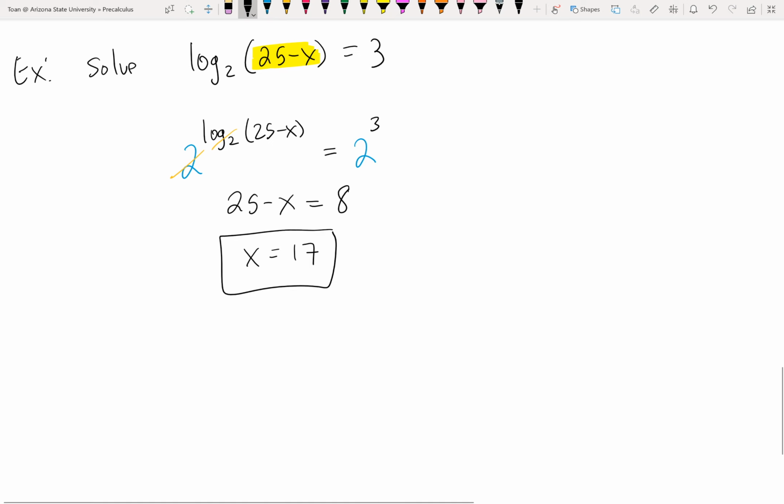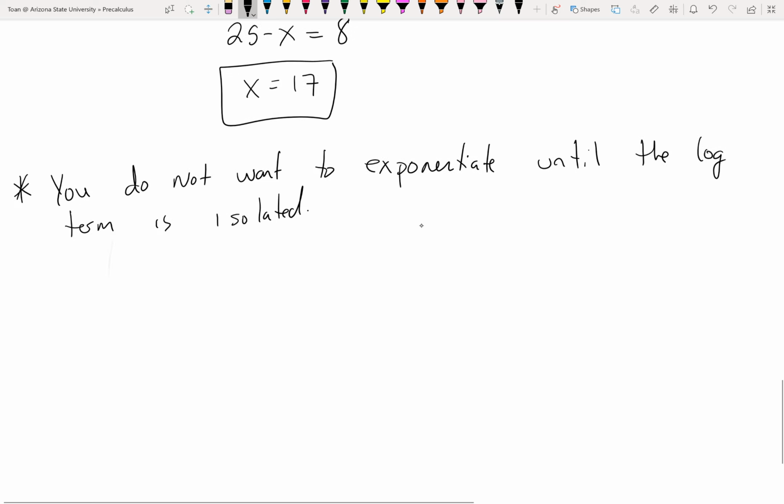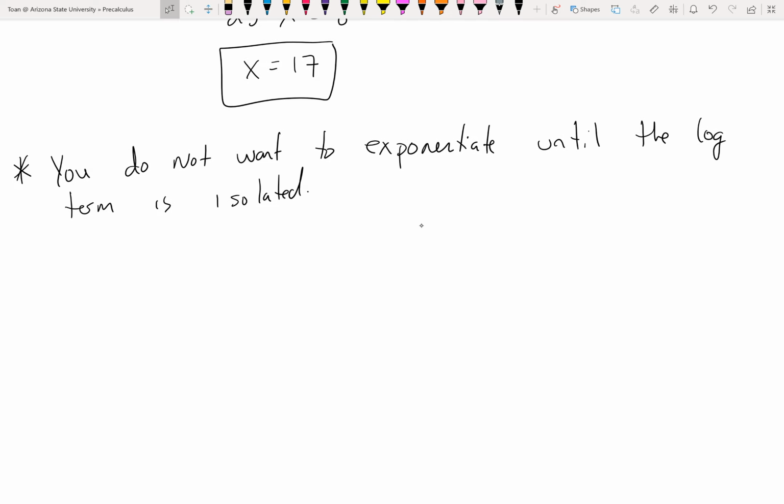Just like with exponential equations, you know how yesterday I said you don't want to use a log until the exponential is by itself. It's the same idea here. You do not want to exponentiate until the log term is isolated. You cannot, or you should not, exponentiate until the term that's carrying the x is by itself.